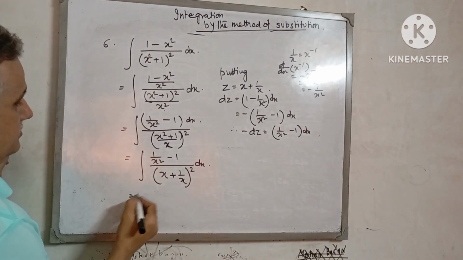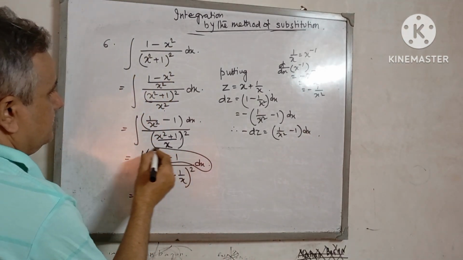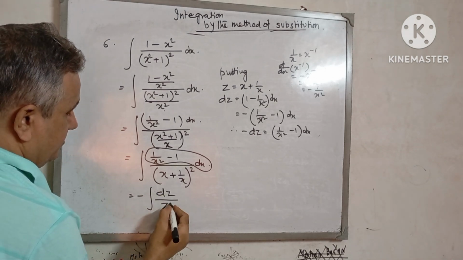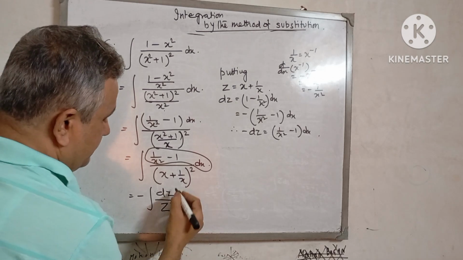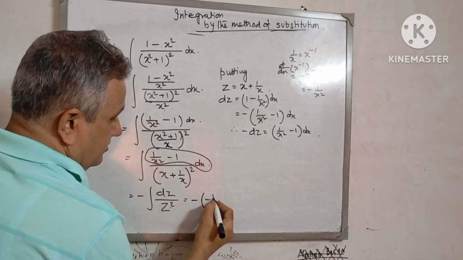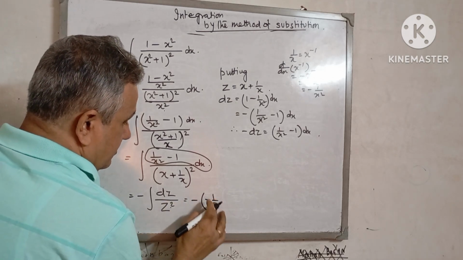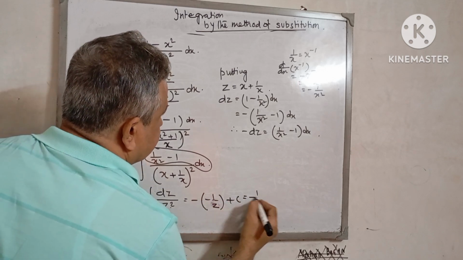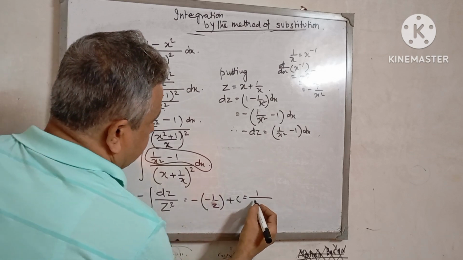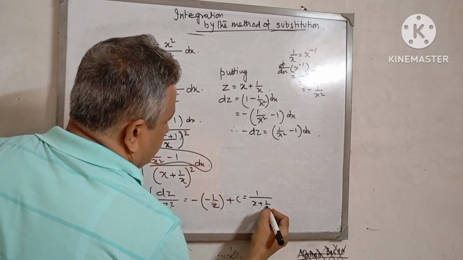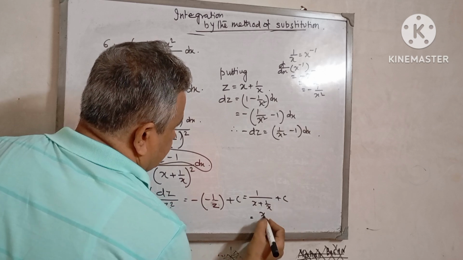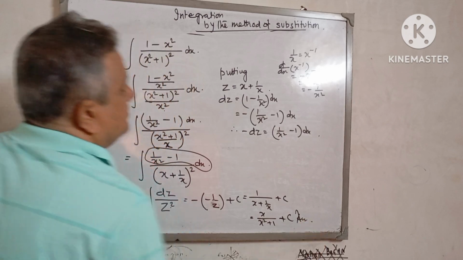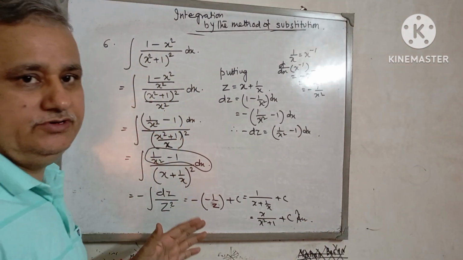Now substitute here: minus dz by z square. So integration of z to the power minus 2 is minus 1 by z. We have done this previously. Now putting the value in place of z, x plus 1 upon x, plus c, that is x by x square plus 1, plus c is your answer. This completes today's episode.